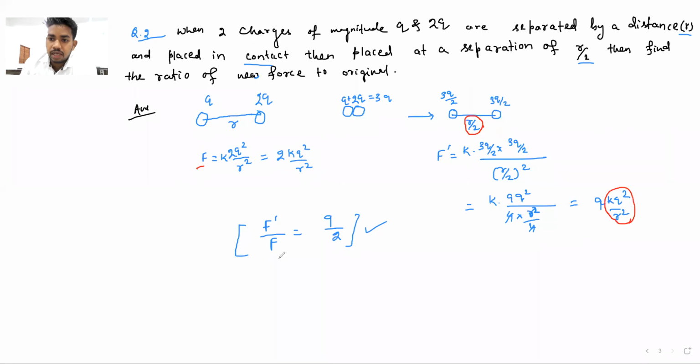Okay, fine, then F prime by F, if we take kq square by r square, it will be cancelled and the answer is 9 by 2. So options will be given, you have to find out the correct option. This is another type of question, a very easy type of question related to Coulomb's law. I am writing.